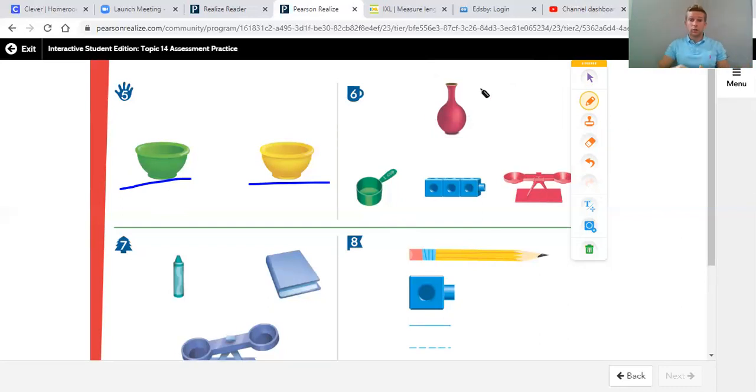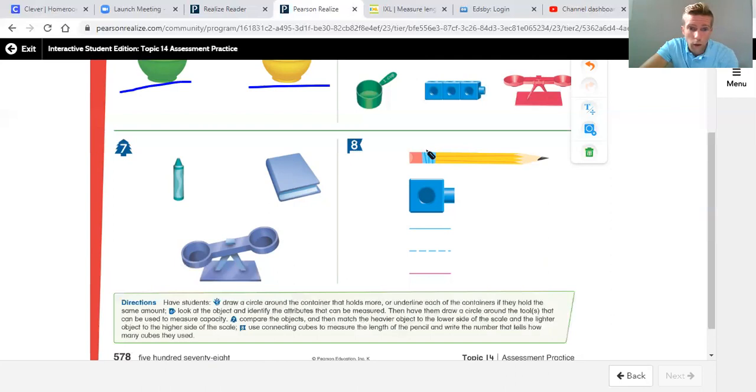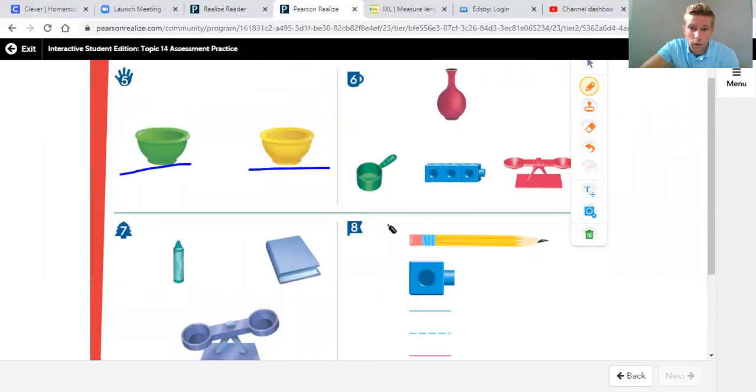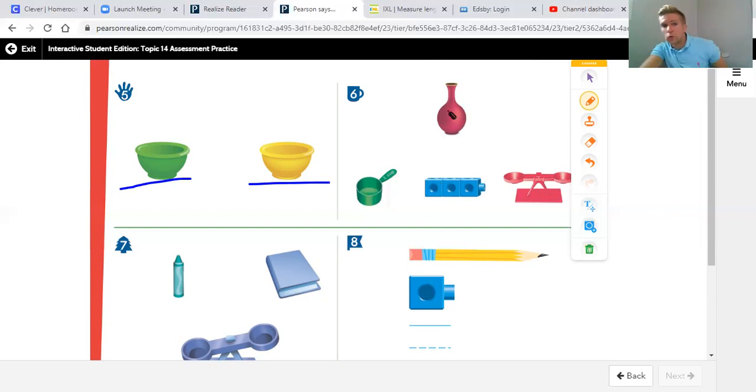There's a vase on the screen. Now, it says, look at all these different objects or these tools here. Which one of these tools could we use to measure the capacity of this vase? Which one of these tools could be used to measure the capacity of this vase? It's just one item that you are circling. Which one are you gonna circle? I see some of the girls already circling it. I see some of the boys already circling it. I see everyone almost done.